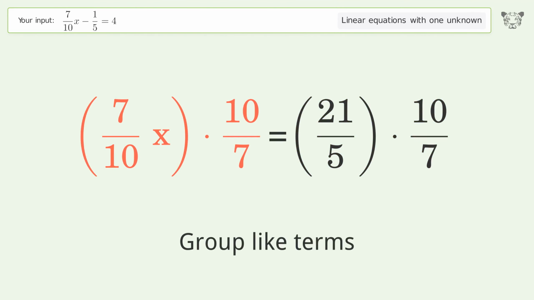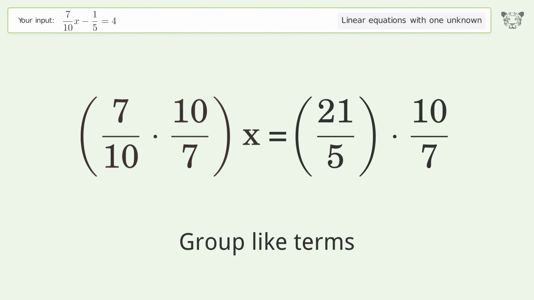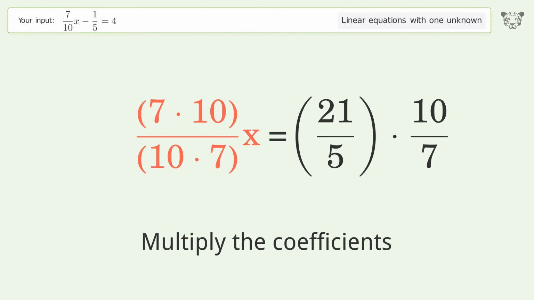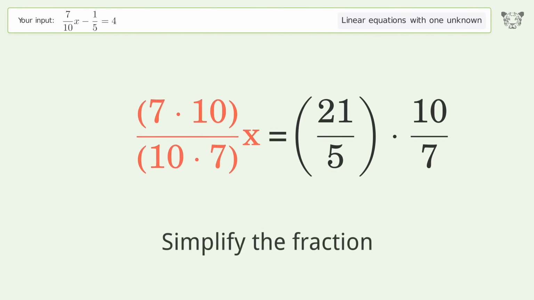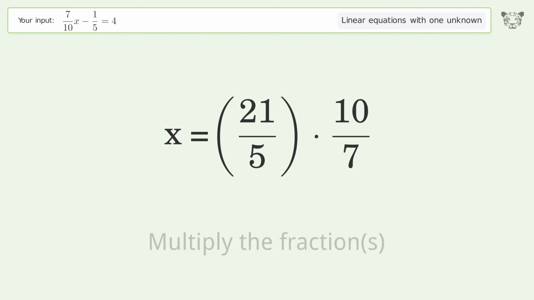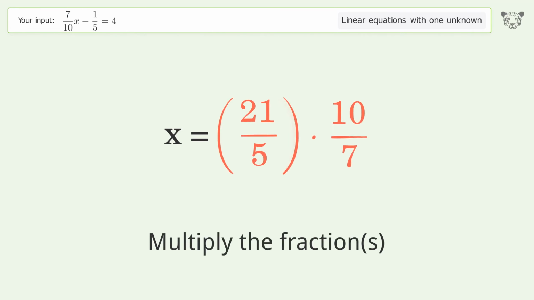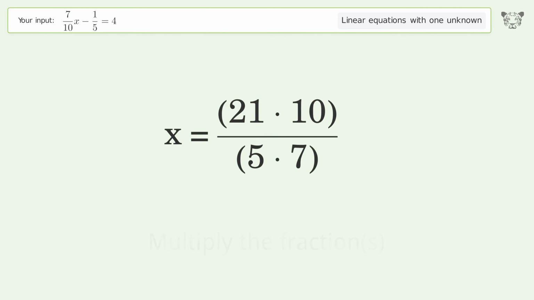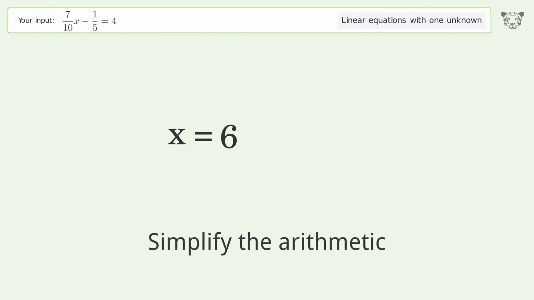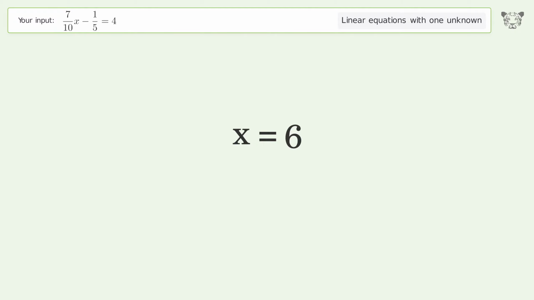Group like terms. Multiply the coefficients. Simplify the fraction. Multiply the fractions. Simplify the arithmetic. And so the final result is x equals 6.